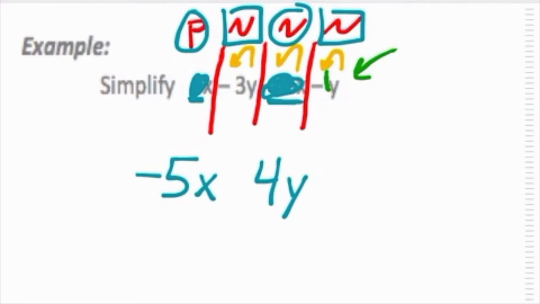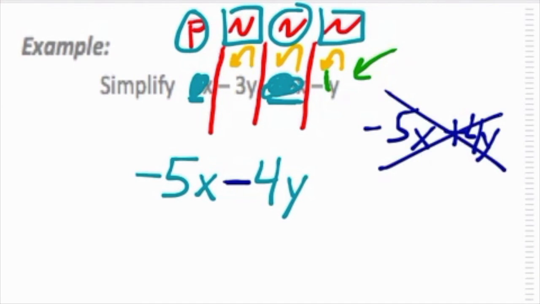Because the negatives have more players, that's not 4, but negative 4. That means I have to put a minus sign in between the terms. Because the 4 was technically negative 4, I have to put a minus sign. If you wrote negative 5x plus 4y, please understand, the whole thing is wrong. Because you're saying that the 4y is positive, while in fact, it's actually a negative.